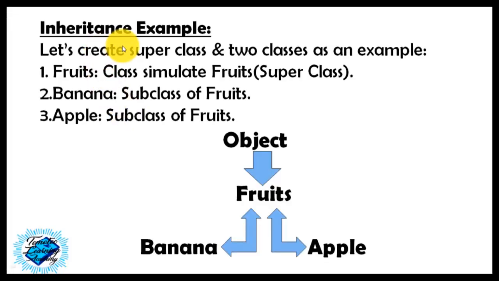Inheritance example. Let's create a superclass and two classes as an example. Fruits class stimulates the fruits superclass. Banana is a subclass of the superclass fruits. Apple is a subclass of superclass fruits.